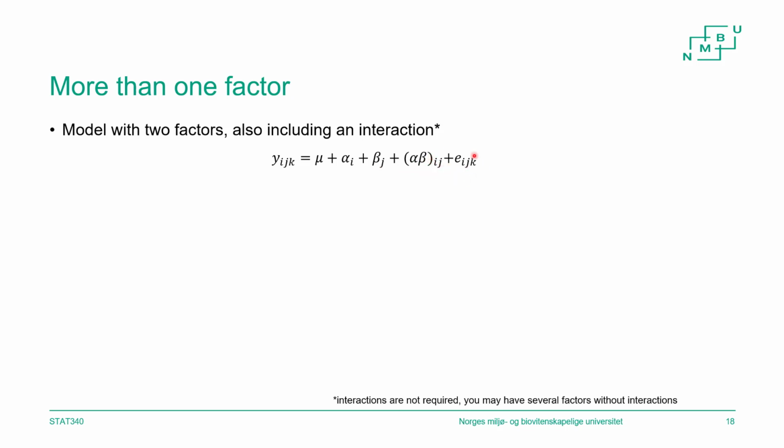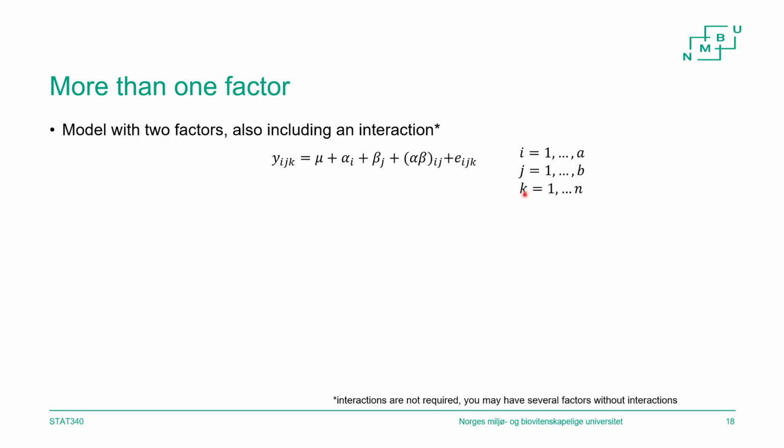And here is the error term as before. And of course, assume we have small a levels of the first factor, small b levels of the second factor, then we have small a times small b levels of this factor, and k is now the enumeration of the repetitions we have within each combination. So for each combination of alpha and beta, we have n observations now.